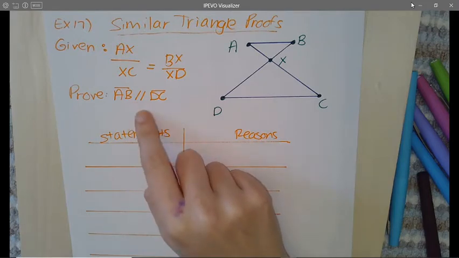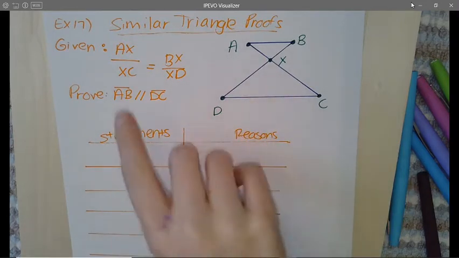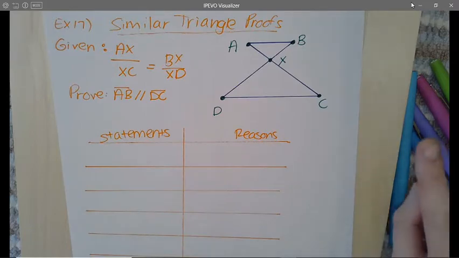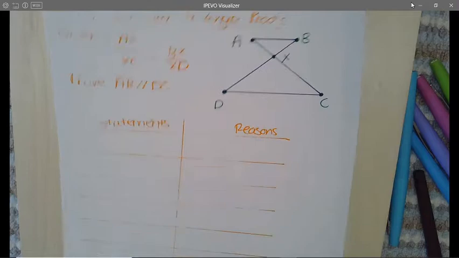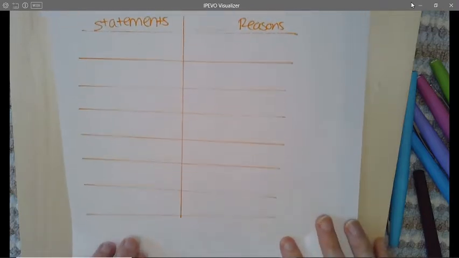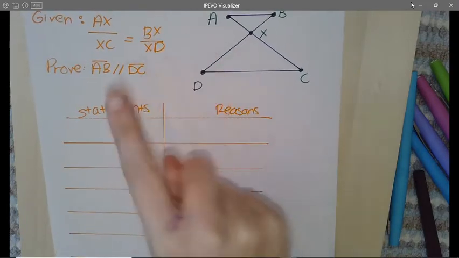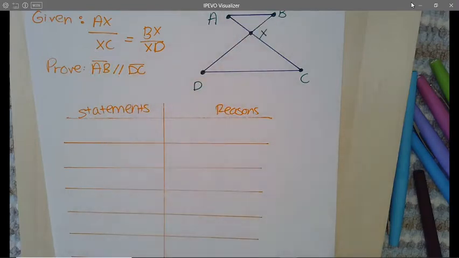If you think back to when we did those parallel line properties, whenever we are proving that lines are parallel, that means that a converse theorem must creep into the mix. So I already know from my last statement that the reason is going to have to do with a converse theorem, because converse theorems prove that the lines are parallel. So it's going to be the converse of one of our angle pair postulates or theorems. Okay, so that's kind of our game plan.